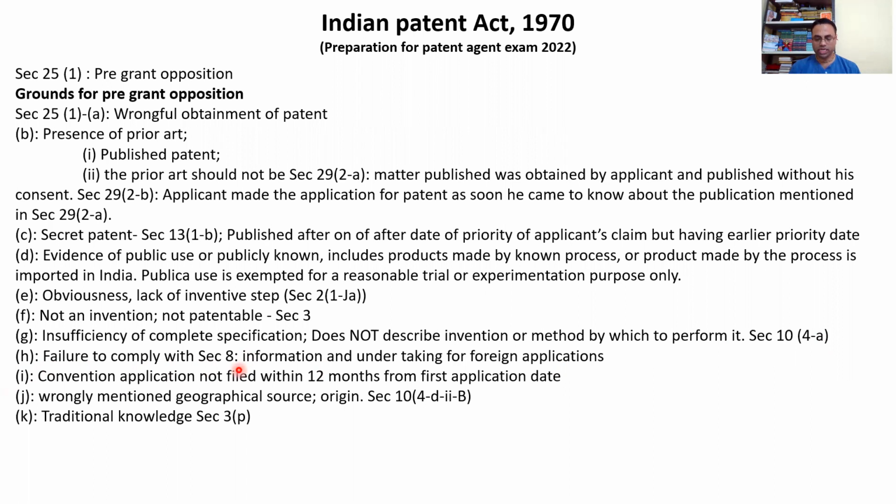Then 25(1)(h), failure to comply with section 8. So what is that? Section 8 is information and undertaking for foreign application. Whenever you are making a foreign application, that needs to be informed. So if you come to know that this company has filed a patent outside India, and then you ask for the documents, as I told, there are provisions, you can ask for the documents, and then you know that they have not given documents. Then you can say that, see, they have filed documents, you can prove that it was filed and there is no document in the history, and you can oppose this.